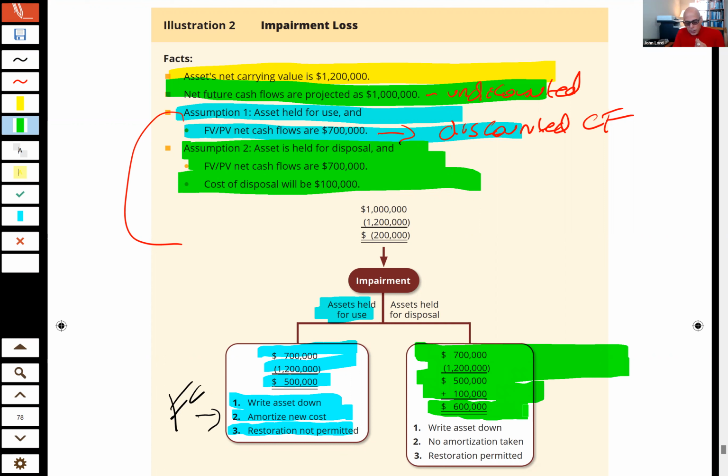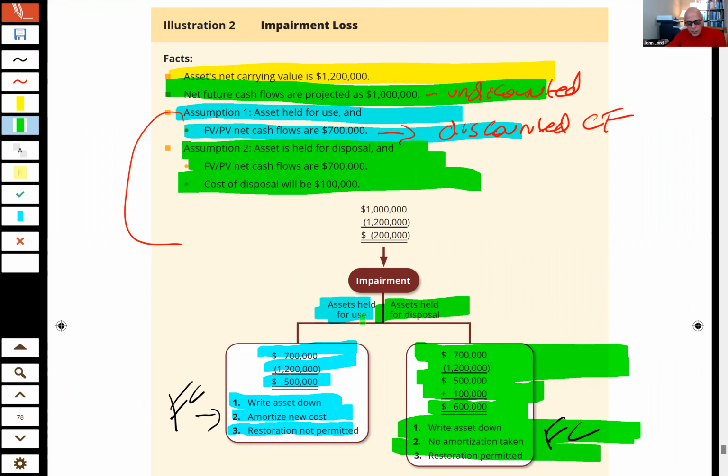We go ahead and we do what? We debit the impairment loss for $600,000, credit the asset. We write it down. We no longer amortize or depreciate that asset. And that makes sense because you're not going to be using it anymore. So there really is no future economic benefit that needs to be systematically taken into income going forward. However, restoration is permitted. I can write it back up to the $1.2 million, but I would be capped at the $1.2 million. So flashcard those rules as to what happens when the asset is held for disposal as opposed to held for use. A little different rules there.